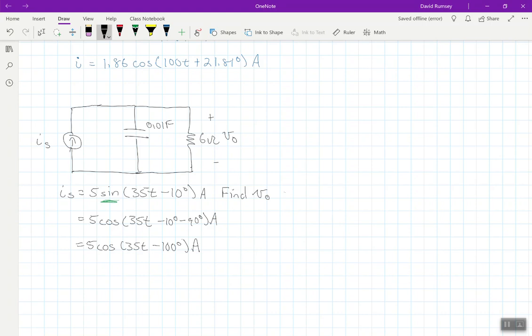Now, of course, you could obviously skip this step here, but I want to show you all the work, which then means my phasor for my current, capital IS, would be 5 at an angle of negative 100 degrees amps. And again, I'm going to leave this in polar form here, because you can do these in either way. And I'll show you how to do that.